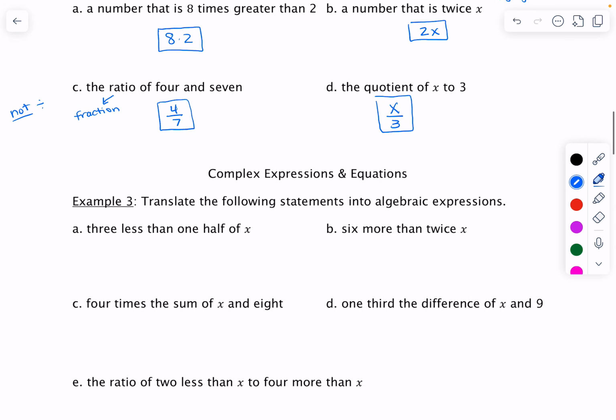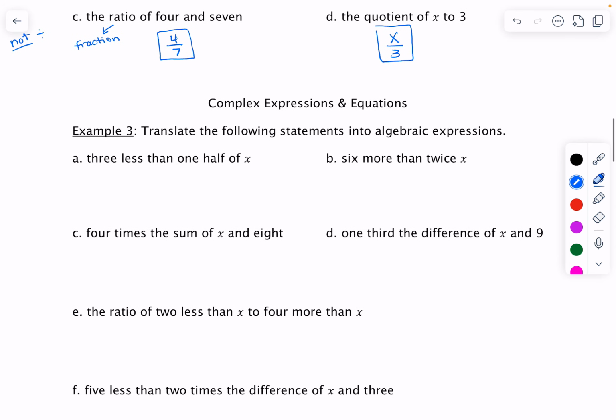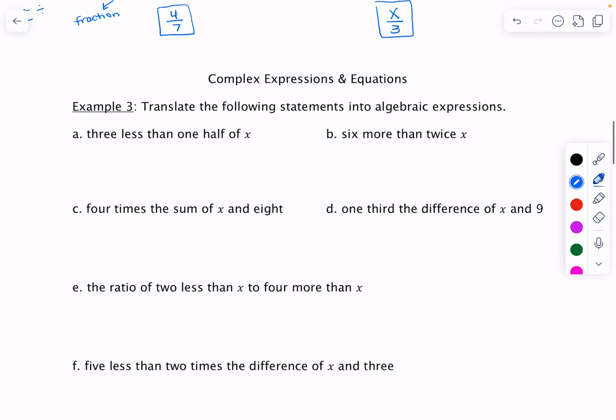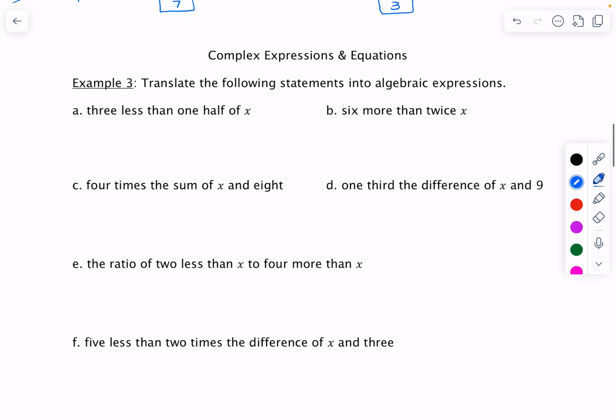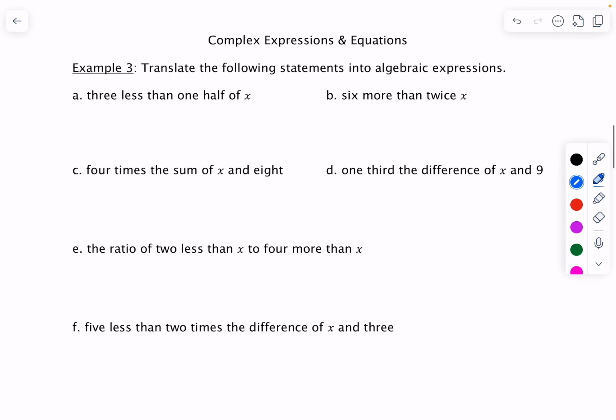The last part we're going to do are complex expressions and equations. So if I look at combining some of these simple phrases that we've been using, we're going to look at some more longer phrases to use. So letter A says 3 less than 1/2 of x. I'm going to start with this 1/2 of x. 1/2 of x is 1/2 times x. You don't need to put the little symbol, but if you want to put it there, it's okay. I'd prefer you would just write that 1/2 x though.